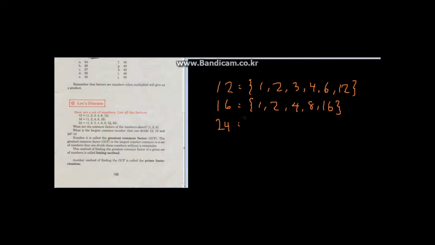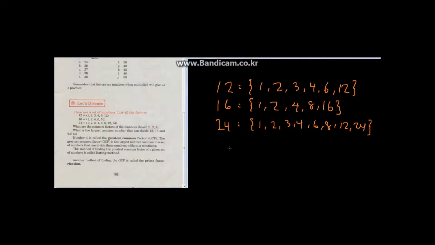The factors for 12 are 1, 2, 3, 4, 6, and 12, right? And the factors for 16 are 1, 2, 4, 8, and 16. And the factors for 24 are 1, 2, 3, 4, 6, 8, 12, and 24.